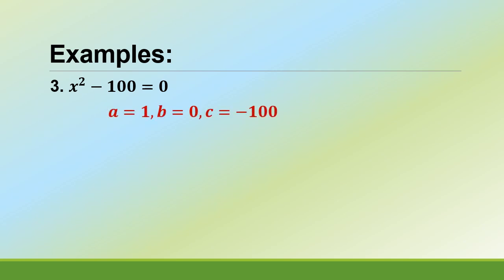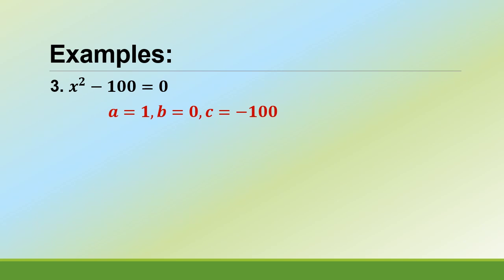Okay? So, we have x squared minus 100 is equal to 0. Okay? So, ang A natin ay magiging positive 1. B, dahil wala tayong linear term dito, ay magiging 0. At C is equal to negative 100. So, tulad ng sabi ko sa inyo, lagi nyong i-consider yung sign sa tabi.